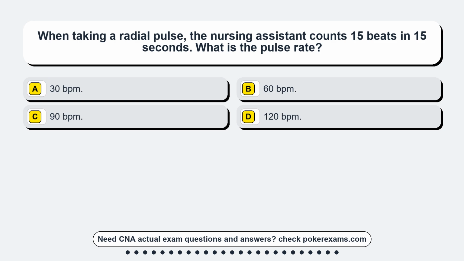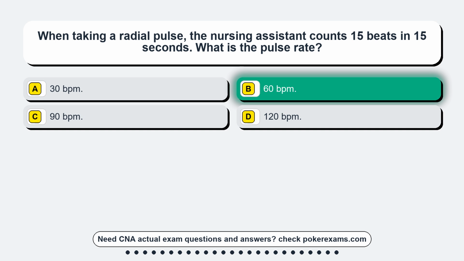Question 4. When taking a radial pulse, the nursing assistant counts 15 beats in 15 seconds. What is the pulse rate? Option A, 30 BPM. Option B, 60 BPM. Option C, 90 BPM. Option D, 120 BPM. The correct answer is Option B, 60 BPM.